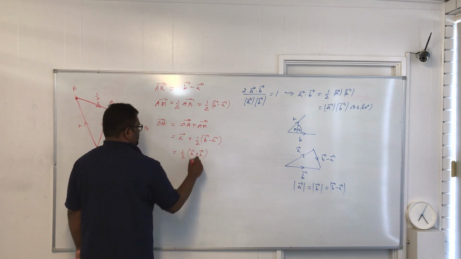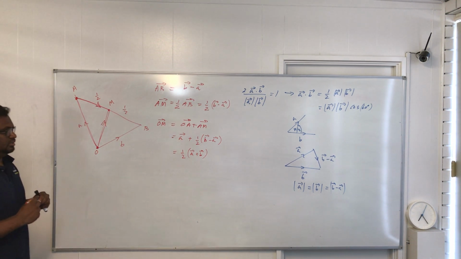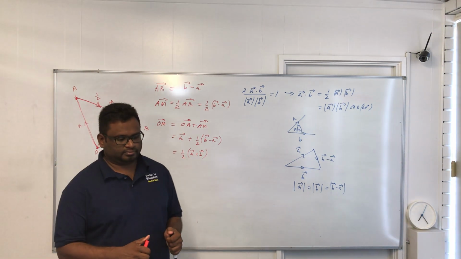Can you do it in terms of B? In terms of B, so like B plus half B minus A, if you go the other way. Yeah. You get the same thing. That's fine.